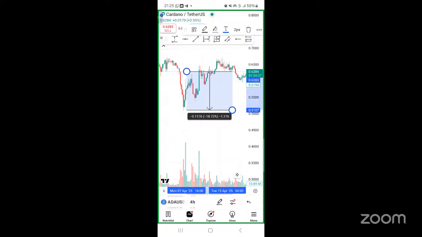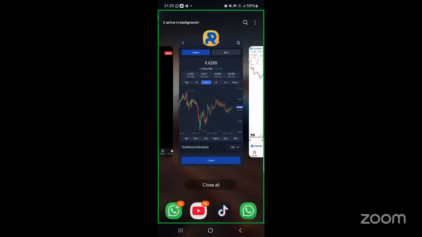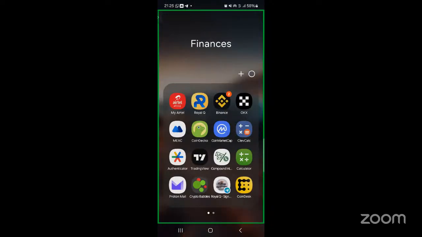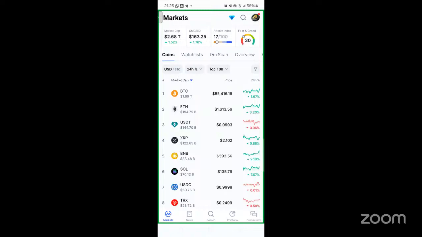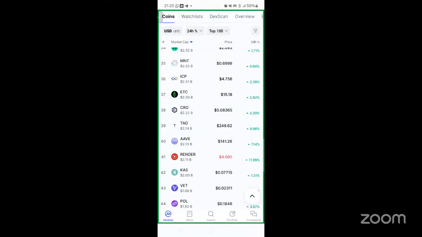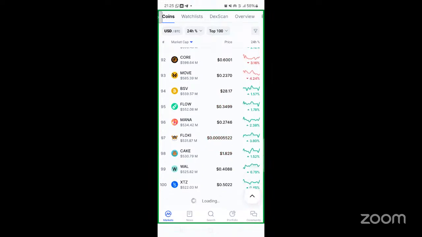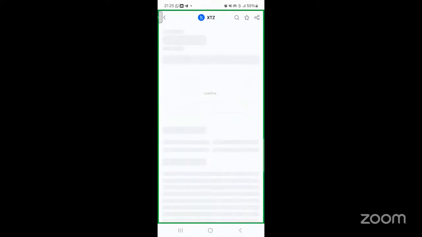Do you want to look at another example? Let us see. Pick a coin from CMC again. I want to trade another coin. Let us look at a coin. I'm going to go down here because the lower you go, the bigger the drops these coins do. So I'm going to check coin number 100, top 100.